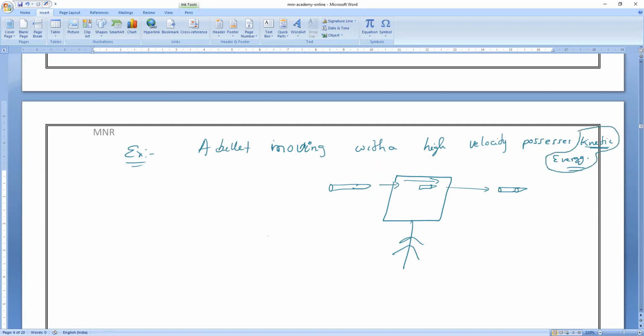That kinetic energy is what you have to remember. So a bullet moving with a high velocity will possess kinetic energy. So due to this kinetic energy only, what will happen? The bullet can penetrate the object it strikes. So that is what you can say about kinetic energy. So what is kinetic energy?